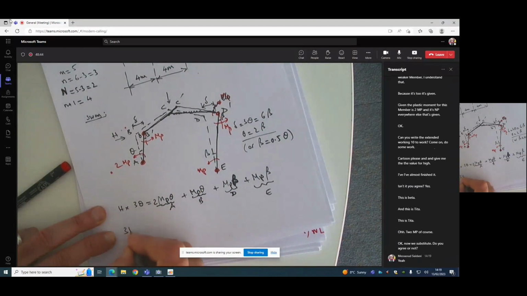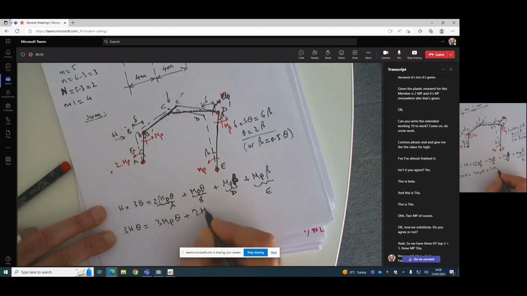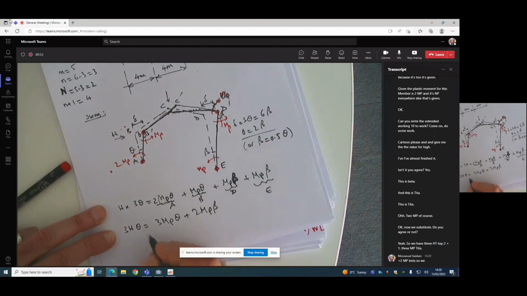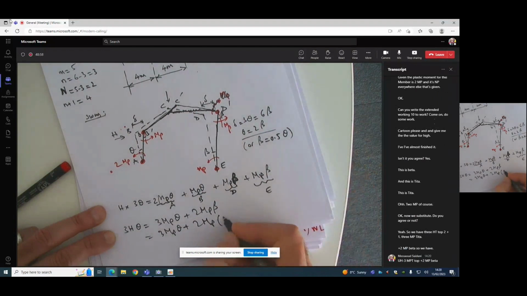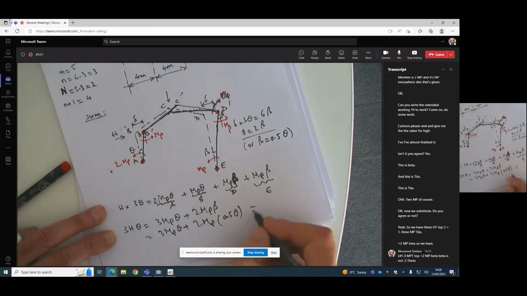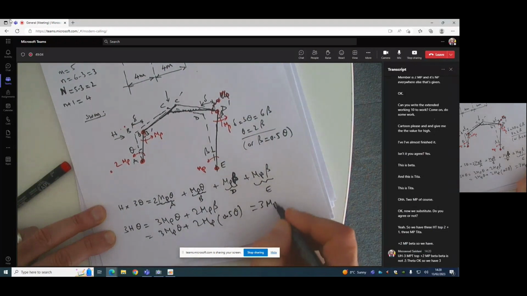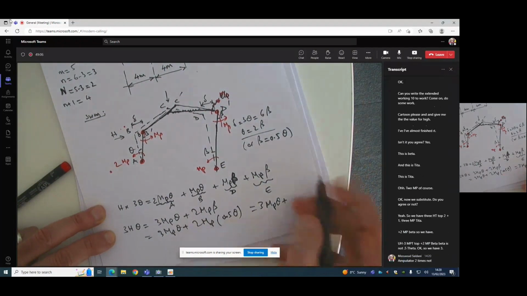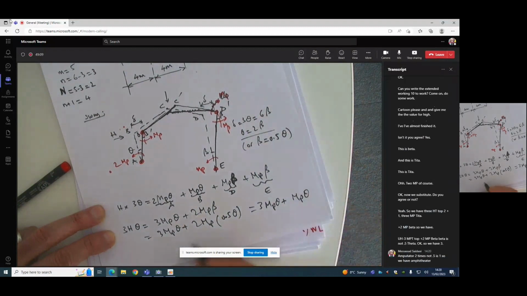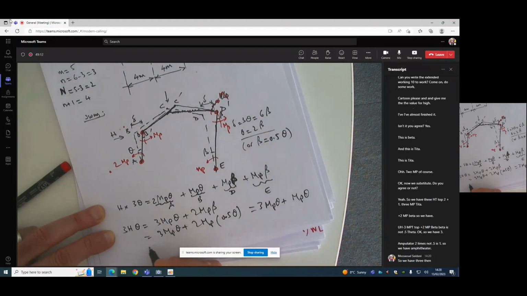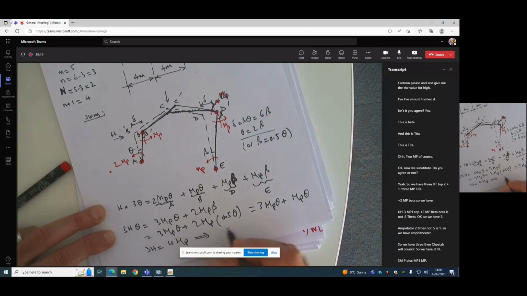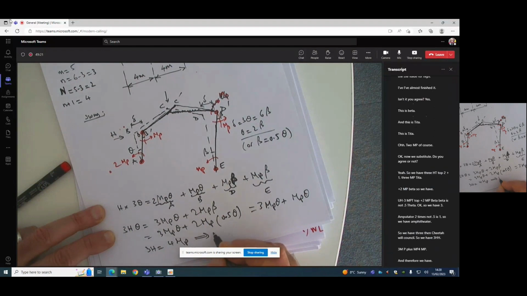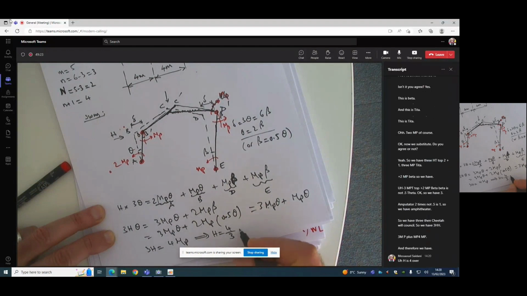Yeah. So we have 3h theta equals, 2 plus 1, 3mp theta, plus 2mp beta. Beta is 0.5 theta. Okay. So we have 3mp theta. 2 times 0.5 is 1. So we have mp theta. Then theta will cancel. So we have 3h equals 3mp plus mp, which is 4mp. And therefore, h is 4 over 3 mp.